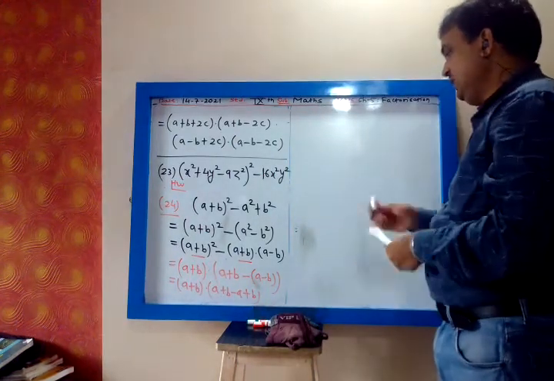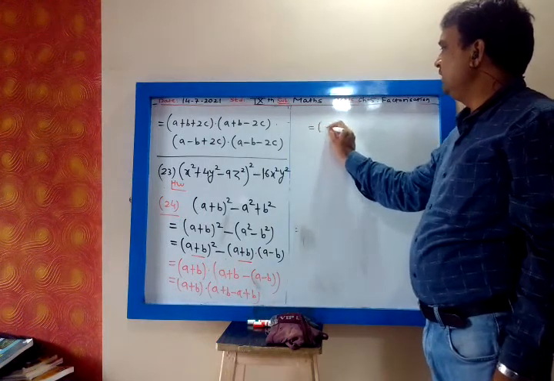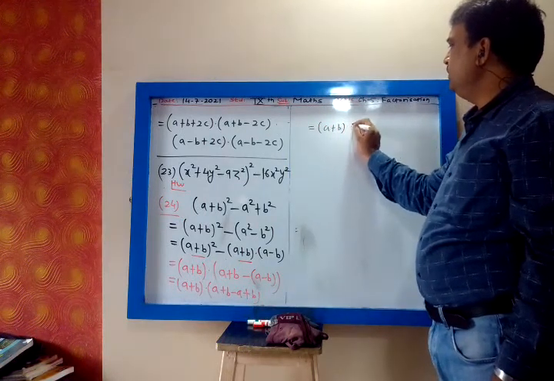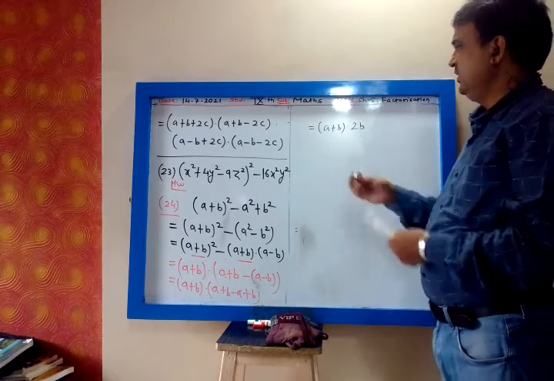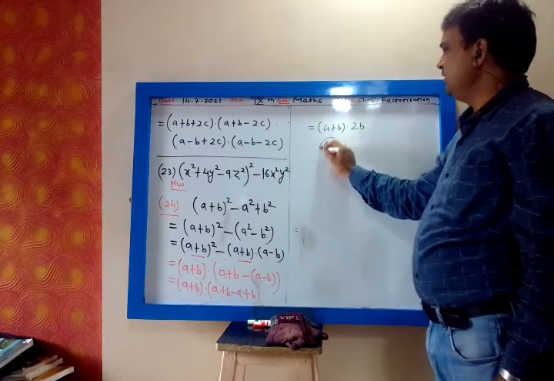So that is (a plus b) into 2b. (a plus b) into 2b is the answer. Now there is one more way. There is one more way to solve this.